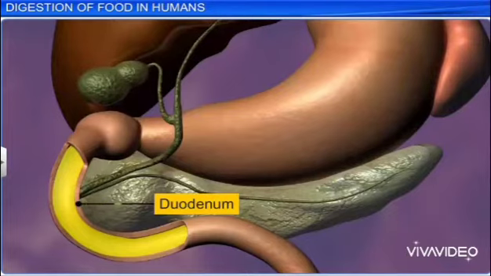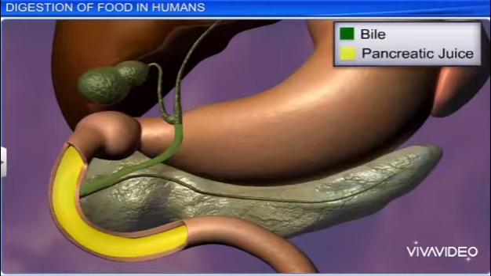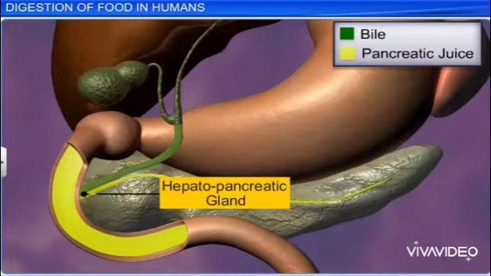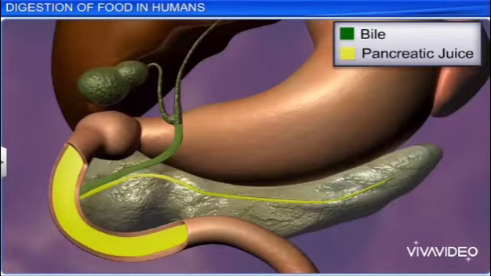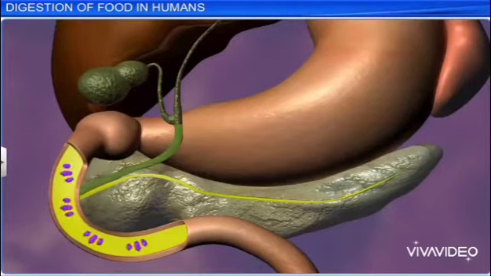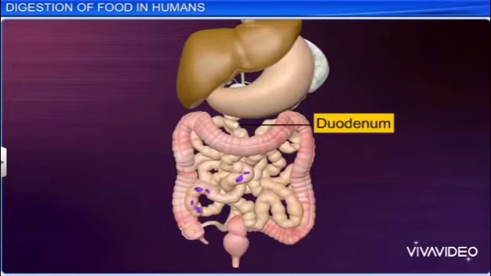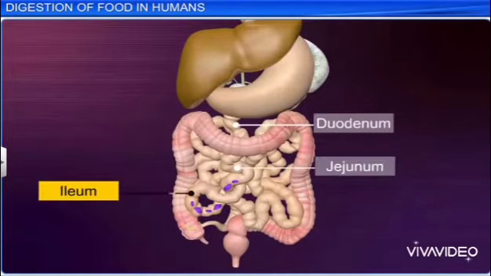Here, the movements generated by the muscularis layer of the duodenum cause the chyme to mix with pancreatic juice and bile, the secretions of the hepatopancreatic gland. These secretions contain different enzymes and pigments that help in the further breakdown of food molecules. Pancreatic secretions now start converting complex molecules of the chyme into simpler forms. The simple substances produced in the duodenum are absorbed in the jejunum and the ileum regions of the small intestine.